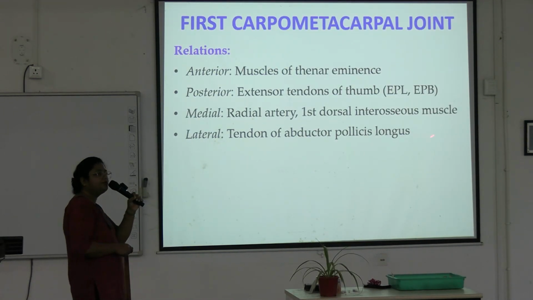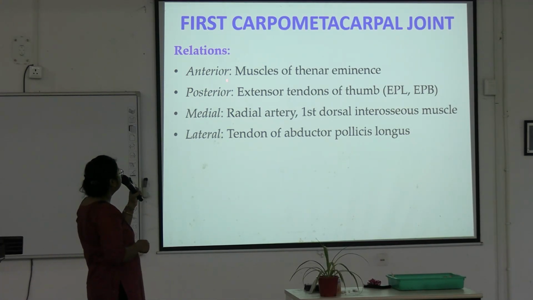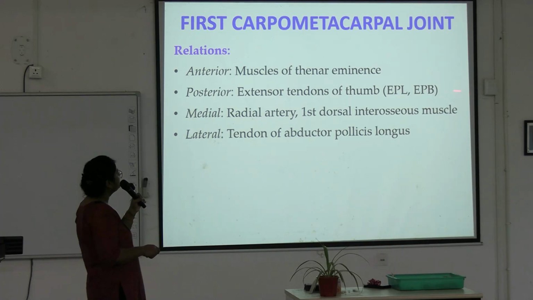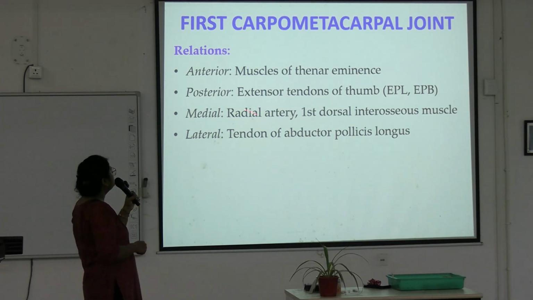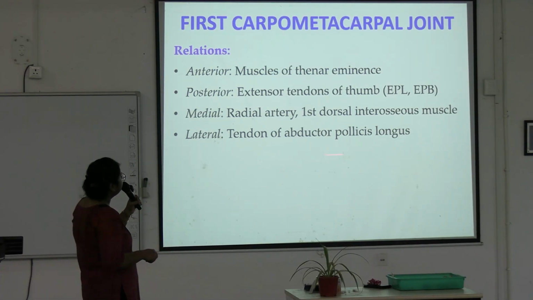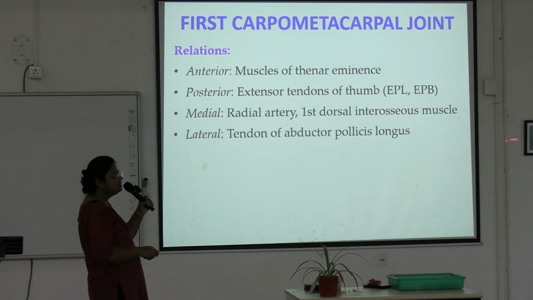Okay, so next we are going to relations of the joint. Anteriorly lies the muscles of thenar eminence, posteriorly lies extensor tendons of the thumb, extensor pollicis longus, extensor pollicis brevis. Medially lies the radial artery and first dorsal interosseous muscle, and laterally lies the tendon of the abductor pollicis longus.